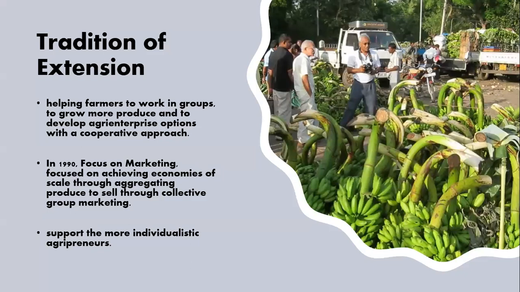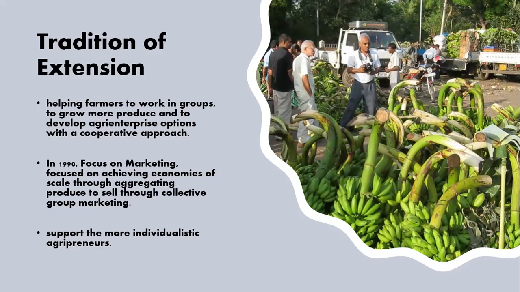What traditionally, in Sri Lanka or in other countries, extensions are doing is helping farmers to work in groups, and they grow more products, and they develop enterprises. Most of the time they go with cooperative approaches. This is the traditional extension approach. They help farmers to grow more, and they make groups. Then the group is gradually converted to cooperatives. This is a traditional extension approach, but actually we should think of something more. We should go with a new extension approach.